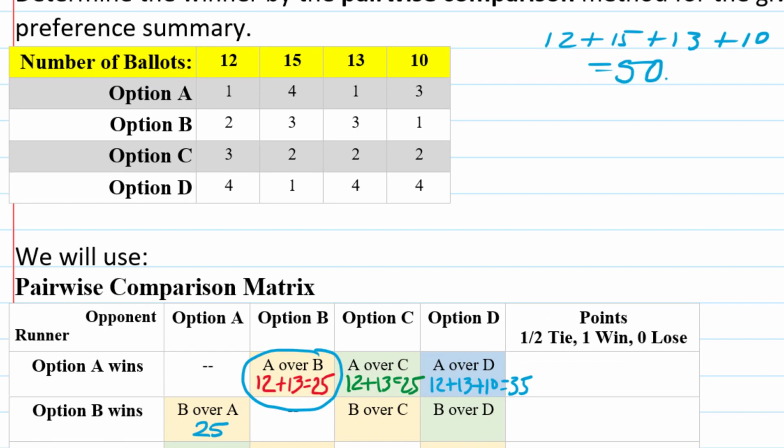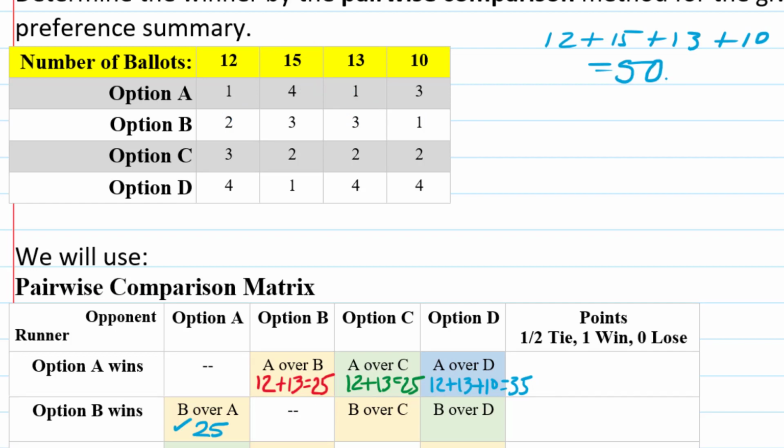Looking at B, B got 2nd place in the first ballot variation, which does not beat A. B got 3rd place in the second one, which does beat A. In the third ballot variation, B had 3rd, but A had 1st, so B lost. And then in the fourth ballot variation, B had 1st place. He beats everybody, so wins there. So that would be 15 plus 10, which is 25, like we expected.